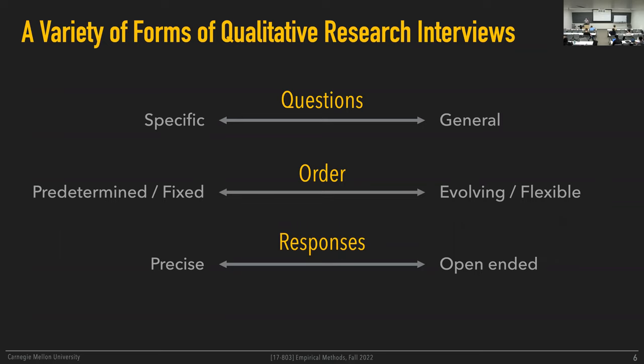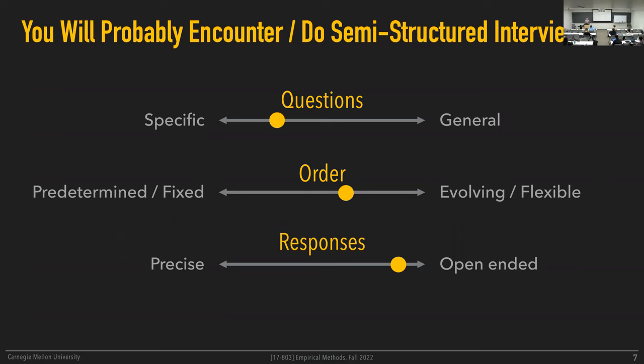So hopefully we'll see today what the most common ways to do this are. I'm claiming that, at least in CSSE, software engineering or general computer science empirical research, or HCI probably too, you will most likely be asking somewhat specific questions, but probably not in a fixed predefined order. And you'll probably be most interested in collecting open-ended responses, because otherwise, if you're looking for very precise, fixed, closed-form things, you're probably going to run a survey instead. And we will talk about surveys in an upcoming class very soon. But when you'll be doing interviews, it'll be most often of this form, I claim.